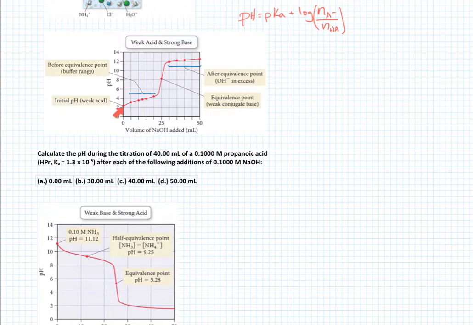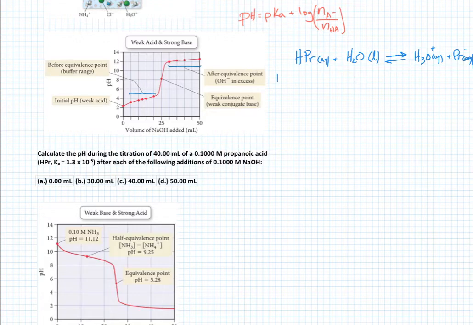Okay, so the first point on the curve is actually just an equilibrium problem. You have this weak acid, propanoic acid, it's got a certain Ka, and you have not added any base to it, so it's going to be an ice table. We're just doing an equilibrium type calculation. So let's see how we approach this. We're going to have HPR aqueous, dissolved in water, and that's in equilibrium to form H3O plus aqueous plus propanate minus ion. This PR just symbolizes propanate.